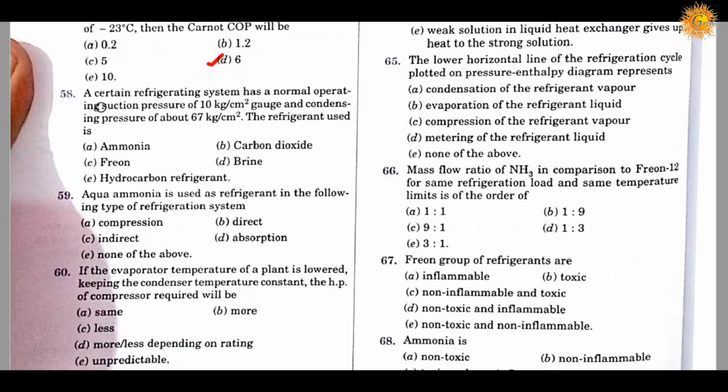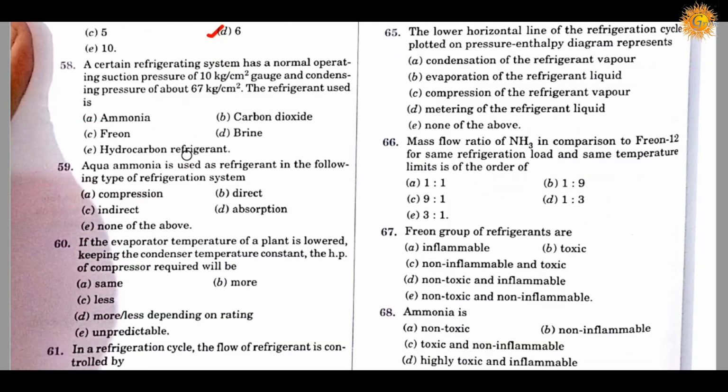Question 58. A certain refrigerating system has a normal operating suction pressure of 10 kg per centimeter square gauge and condensing pressure of about 67 kg per centimeter square. The refrigerant used is: option A, ammonia; option B, carbon dioxide; option C, freon; option D, brine; and option E, hydrocarbon refrigerant. So the correct answer to 58 is B, it will be carbon dioxide.